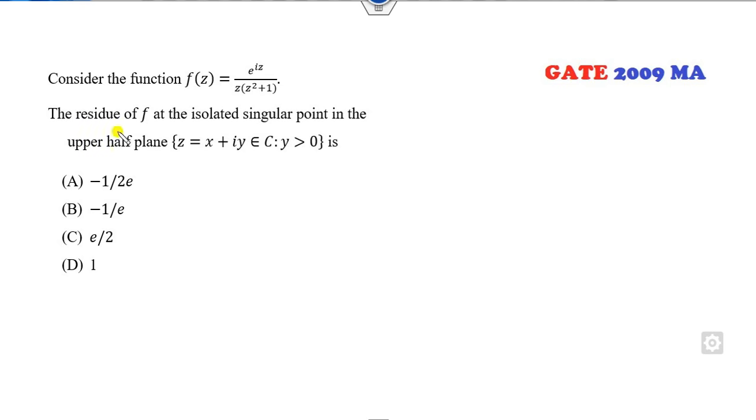Okay, look at this another one. You have to find the residue at the poles where z is such that y is positive. Y is positive means we are working here. Can you find the pole of this? The poles are 0, and corresponding to this, iota and minus iota. You can see here y is less than 0, y is -1, so it is cancelled out. So we have to consider only these two.